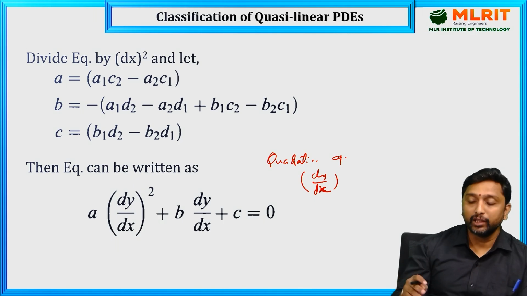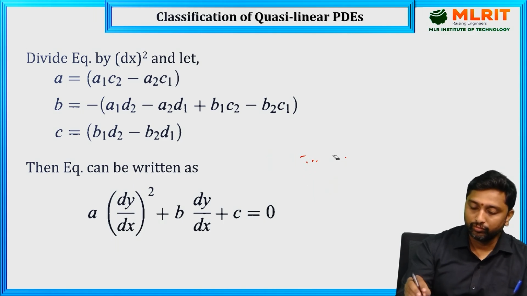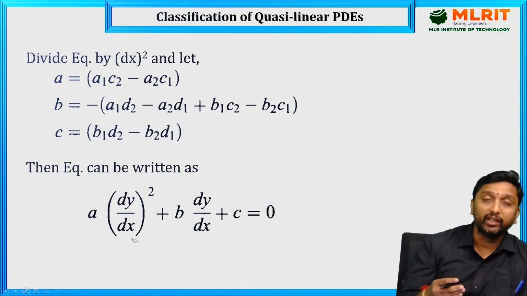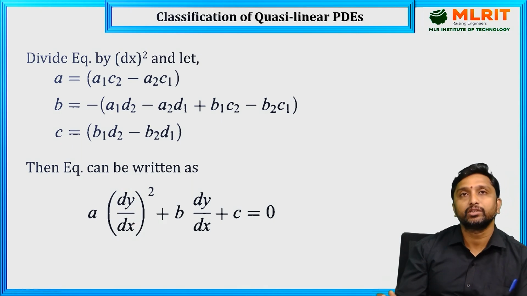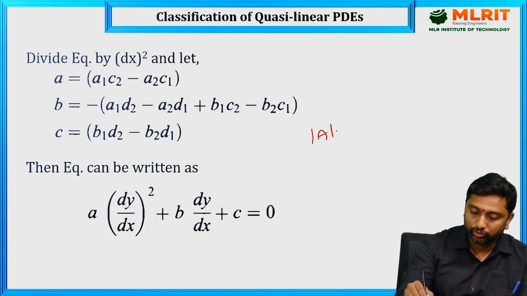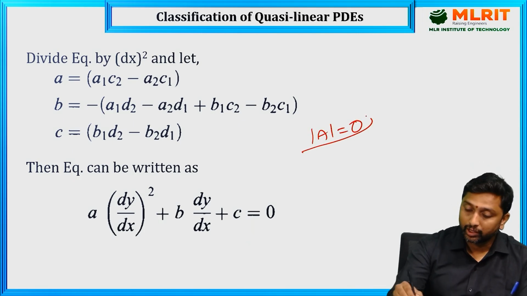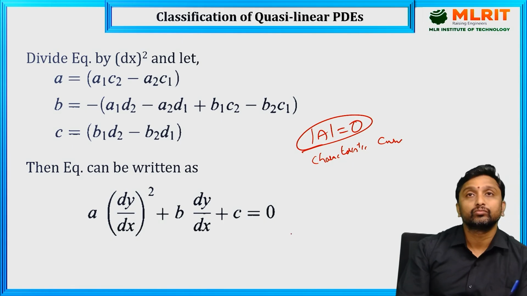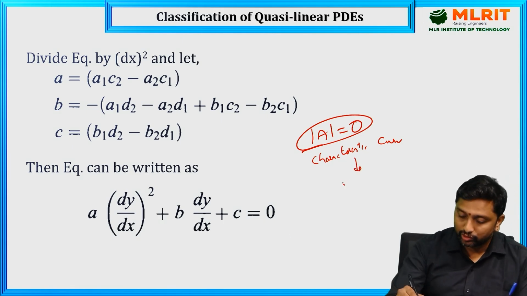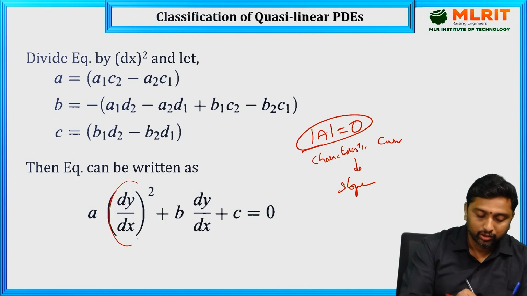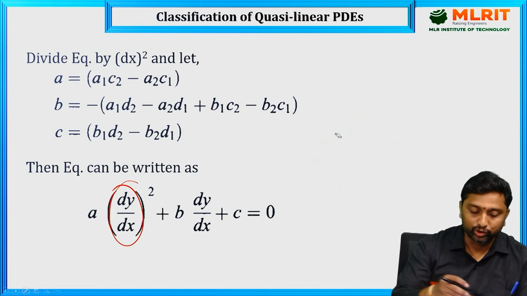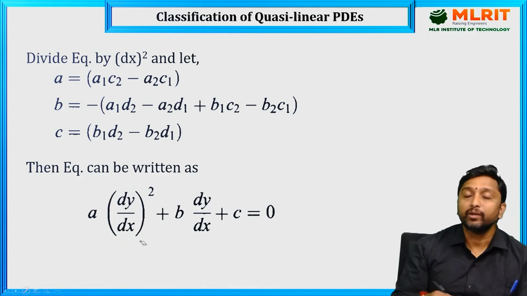So here the intention is to calculate the slope of the curve. The slope of the curve is given by nothing but dy by dx. So to find the slope of the characteristic curve, because the condition that the determinant of A equals 0 represents the characteristic curve. So I want to find the slope, that means dy by dx, for that particular characteristic curve.